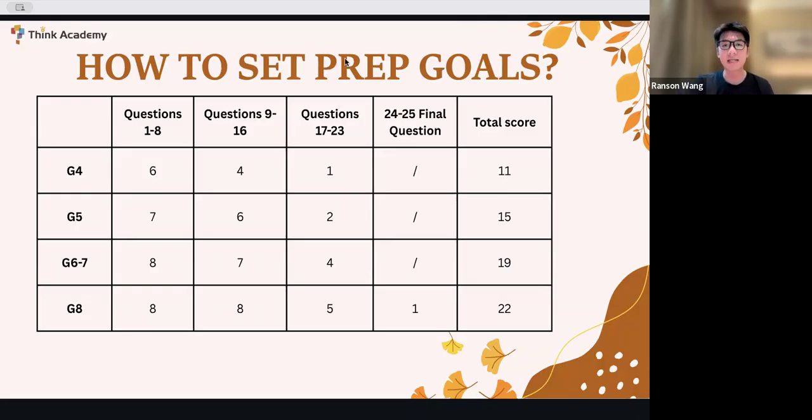Like I said, for grade 6 or 7, if you never had any math competition foundation before, you can still get achievement roll on the first try. If you do have it, that's great, so you can aim for the honor roll in the MCA. Okay. So this is our prep goal.